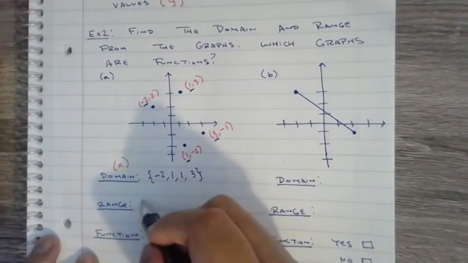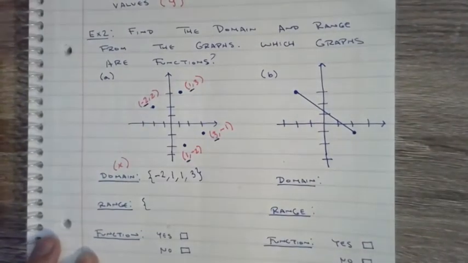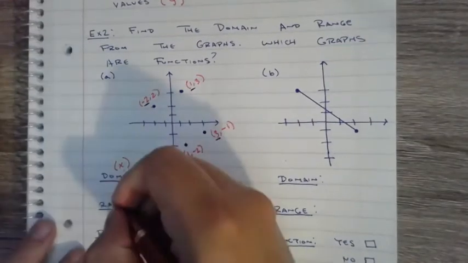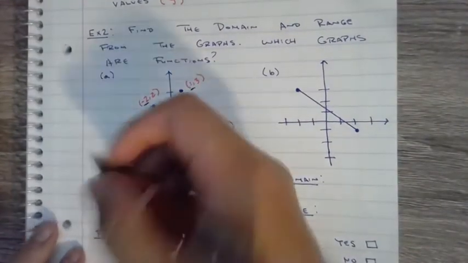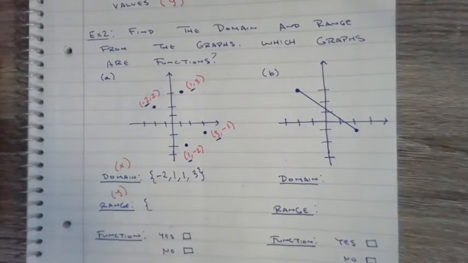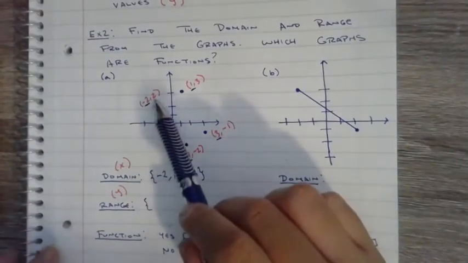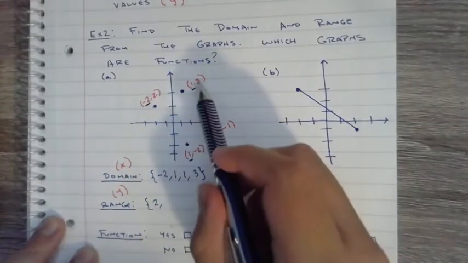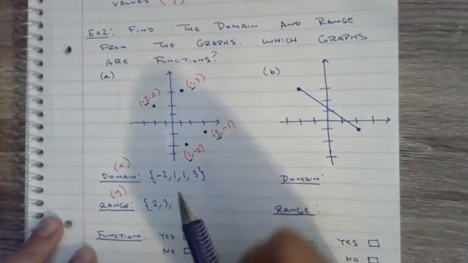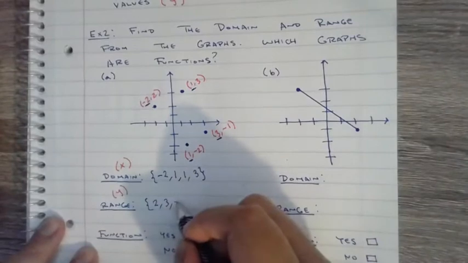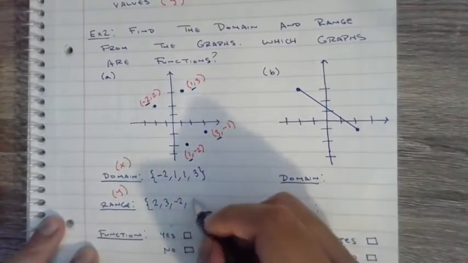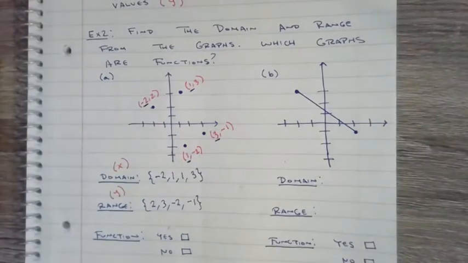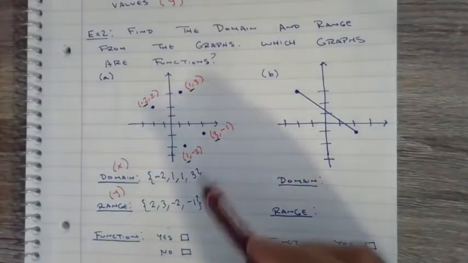Now let's look at our range. Again, instead of your x's, your range is going to be your y's. So let's take a look at our range. Your y is 2, your y is 3, your y is -2, and your y is -1. Then we'll continue from there. Now that's your domain and that's your range.